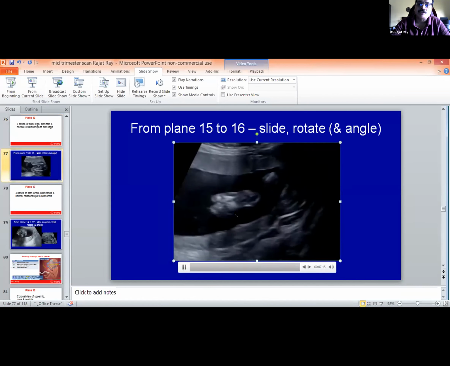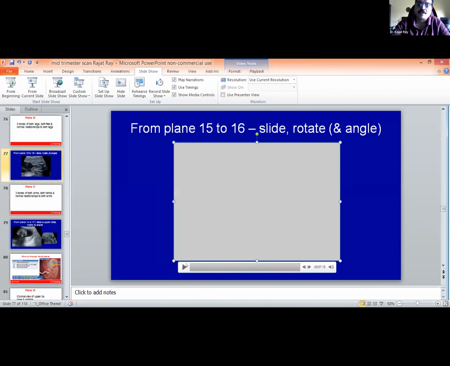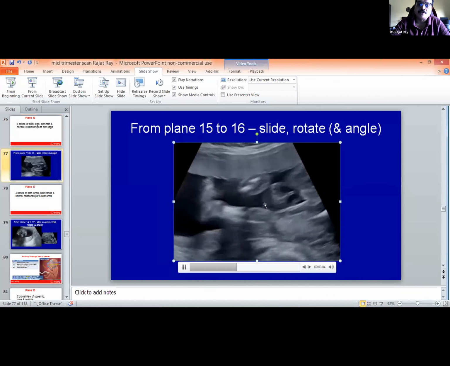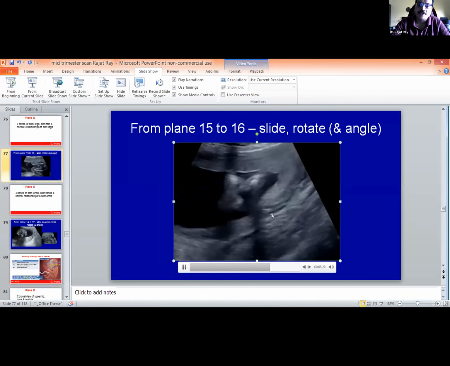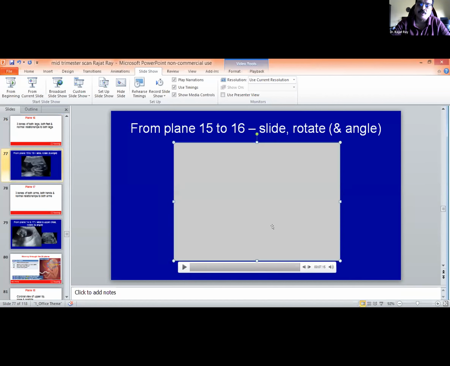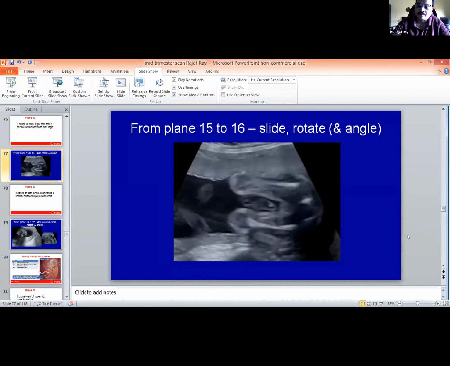And normal relationship of the foot to the legs. That is important. When you are seeing all the 3 long bones of each limb, and normal relations, the foot is at right angle to the 2 bones, tibia and fibula.